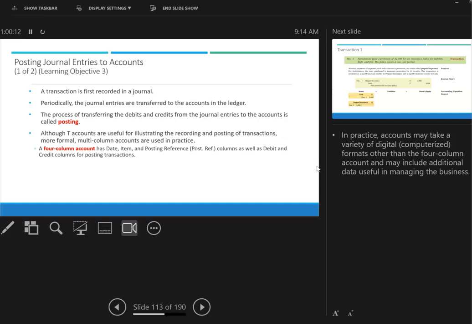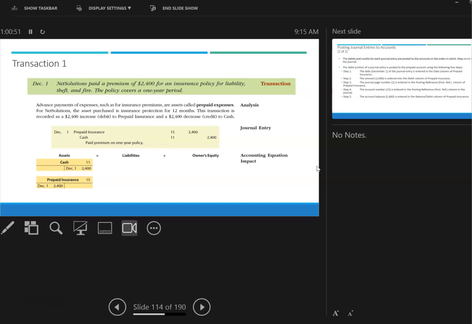Now, we know that the transaction gets put into a journal, and then we eventually take those transactions and we transfer the debits and the credits from the journal entries to the accounts. We call this posting the transactions. Although T accounts are useful for illustrating and recording the posting of transactions, we usually use a 4-column account which has a date, an item, a posting reference, and a debit and credit. So we've shown this before.